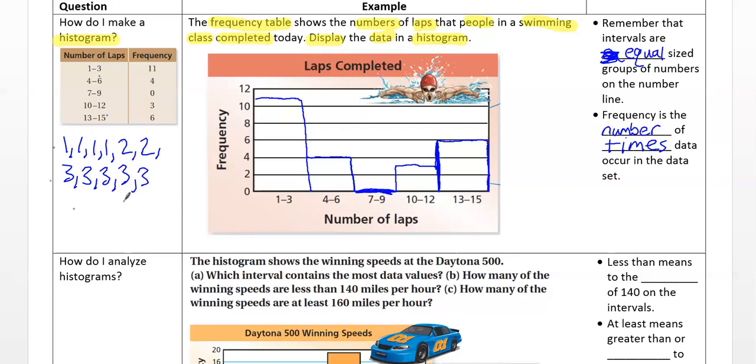But really, we don't know how many of each one of these numbers had come up. Maybe it was only one 1, and a bunch of 2s and maybe just a couple 3s. We don't know. We just know there were 11 different data values. The frequency is 11 for the interval 1 to 3.